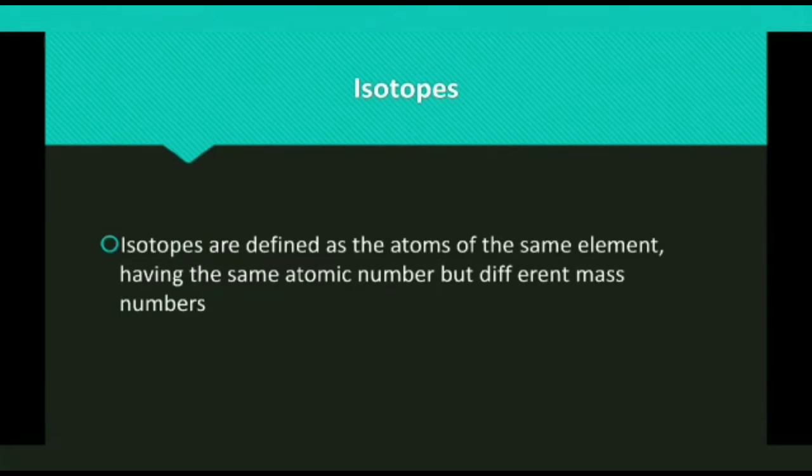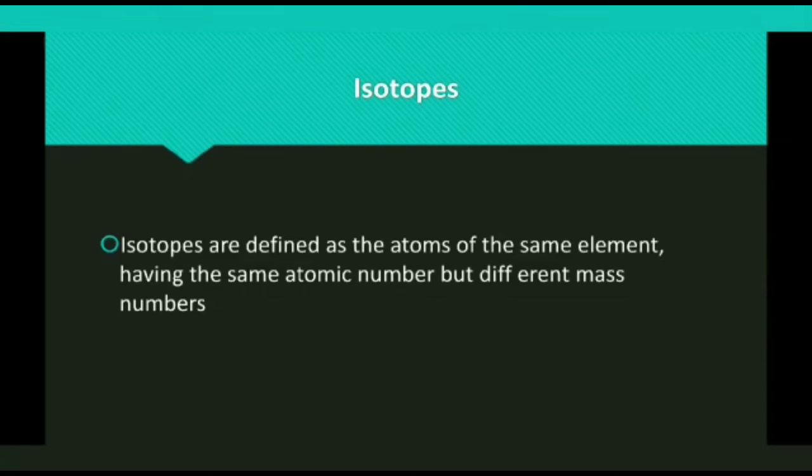Isotopes, isobars and isotones. Okay, first of all, isotopes. Isotopes are defined as the atoms of the same element having the same atomic number but different mass number. Okay, so the element has the same atomic number but the mass number is different.